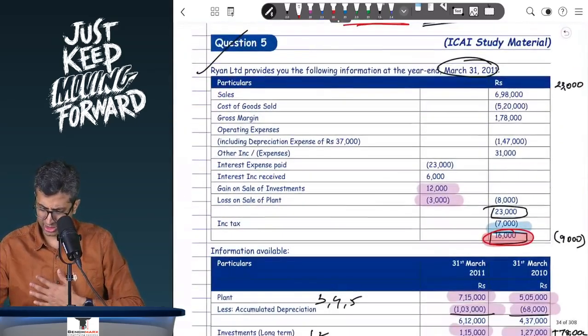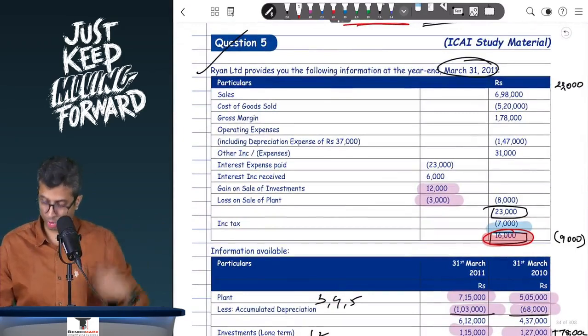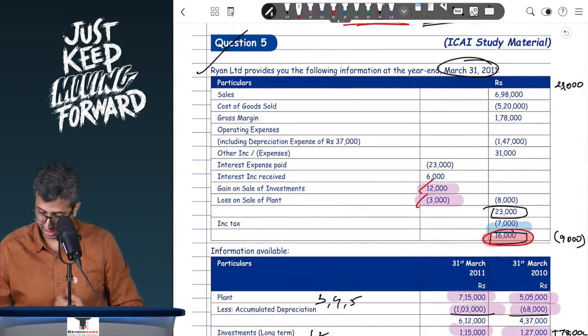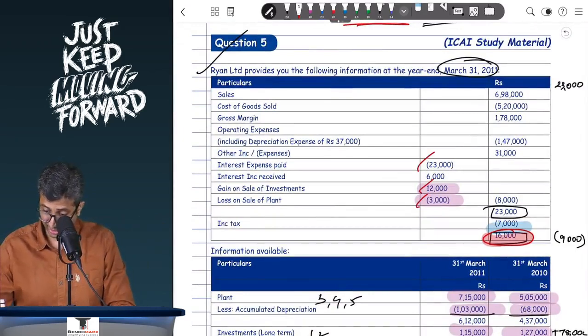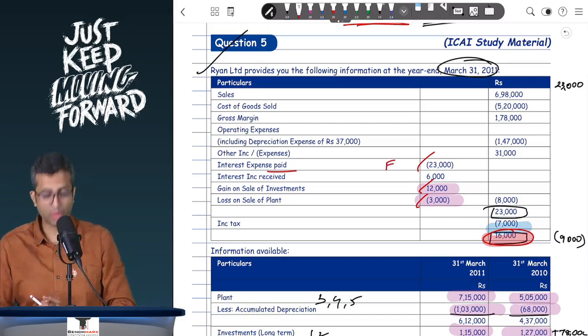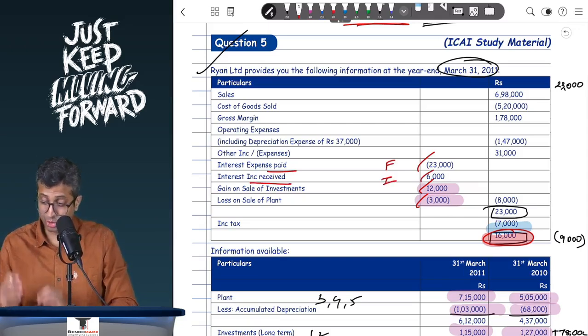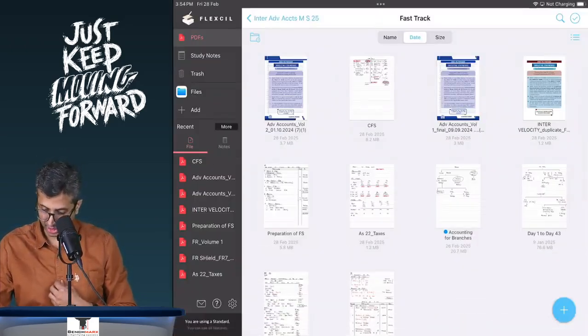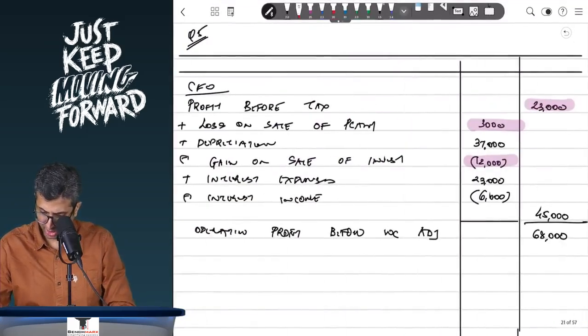Now other than that, you will see the income statement. If you see any other non-cash or non-operating items, ये 12 or 3 ले लिया, but this interest expense paid will go in financing and you will add it back while calculating operating. Interest income received goes in investing and you will deduct while calculating operating. So over here, in CFO, add back 23, subtract 6.